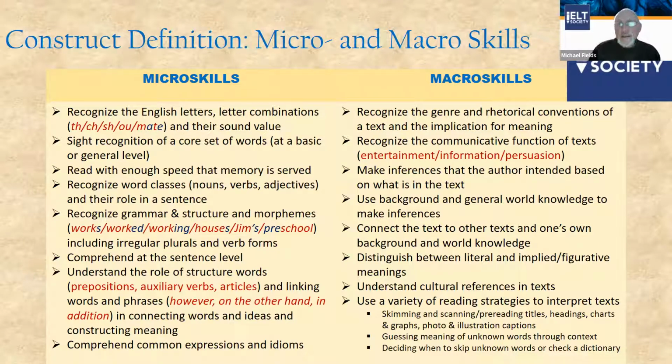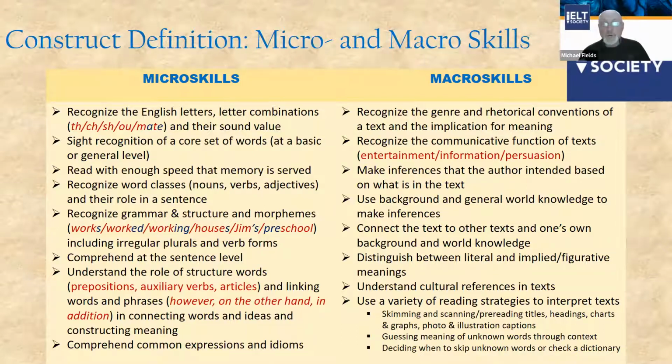We would also expect our readers to have sight recognition of a core set of words. So they should not be looking at every word like this and that and looking at the letters and figuring those words out. They should be able to just see this, that, egg, mother, desk as a whole word and immediately recognize them. They should be able to read fast enough that they don't forget what came at the beginning of the text by the time they get to the end of the text.